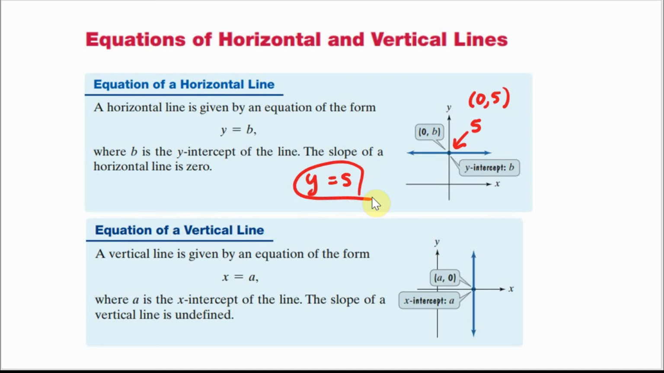Now, if it's a horizontal line, what's the slope? Zero, and undefined are not the same thing, right? If it's a horizontal line, the slope is 0. If it's a vertical line, the slope is undefined. Right? That's fixed.